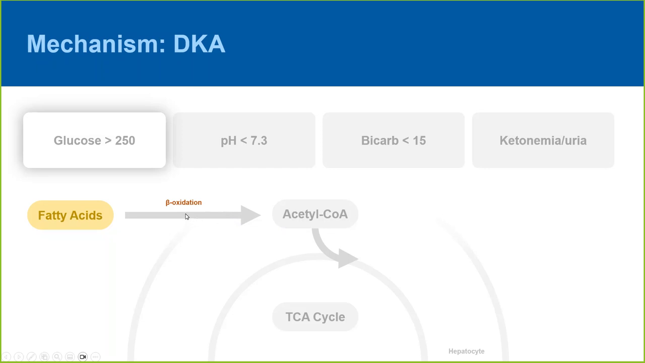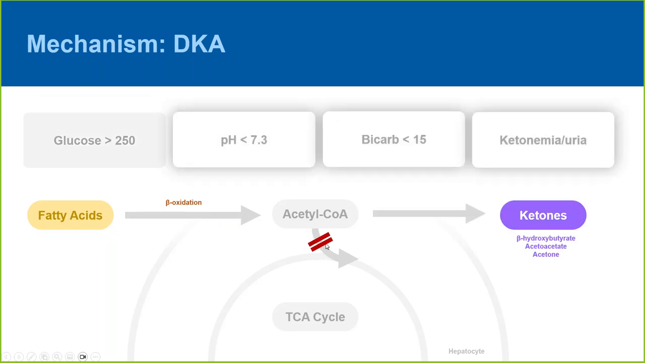Unfortunately, the same process that breaks it down to acetyl-CoA also clogs up the TCA cycle, not allowing the acetyl-CoA to enter, and then the acetyl-CoA ends up going on to form ketones in the form of beta-hydroxybutyrate, acetoacetate, and acetone. And these ketones are proton donors, which then drive down our blood pH, drive down our serum bicarbonate, and then obviously their presence leads to ketonemia and ketonuria.